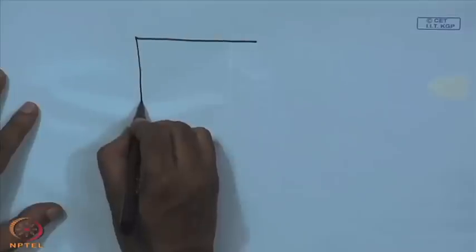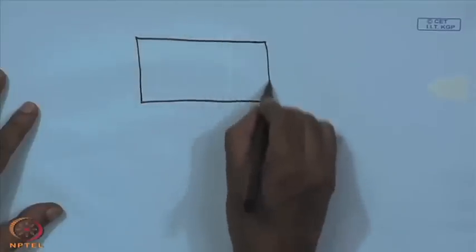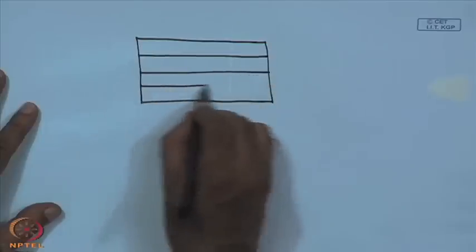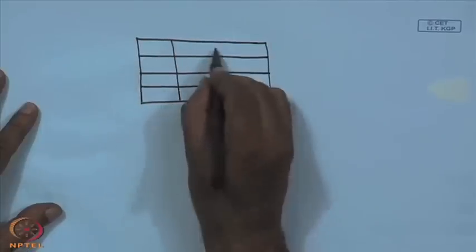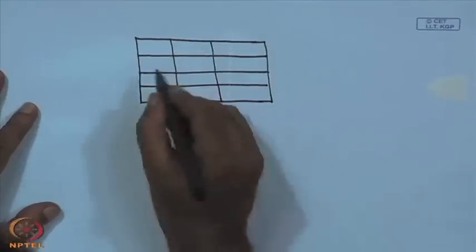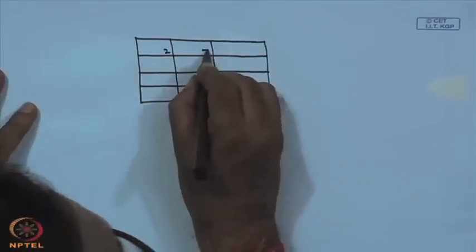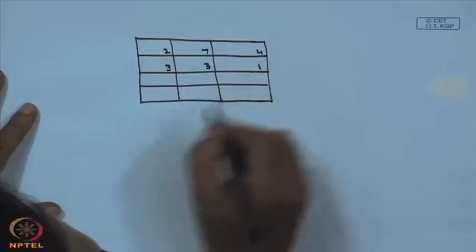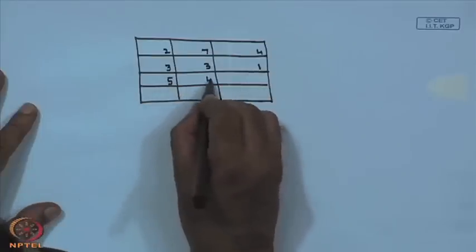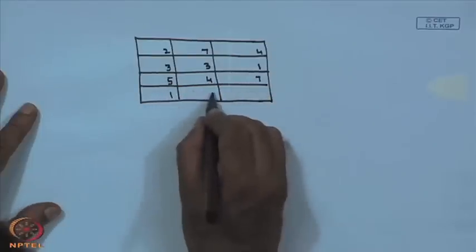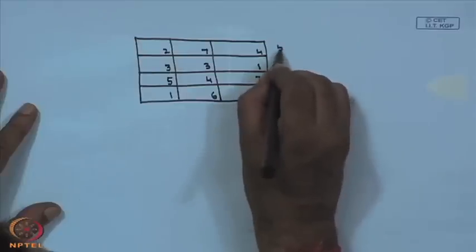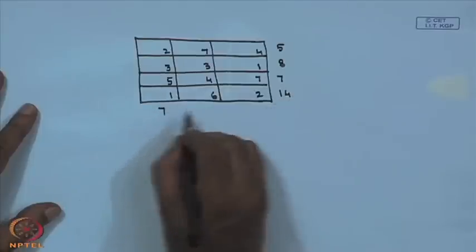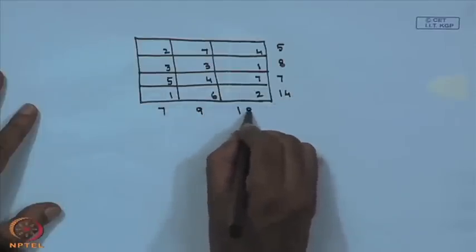Let me make 4 rows and 3 columns only. 1, 2, 3, 4 rows and 1, 2 and 3 columns. Row wise the values are 2, 7, 4, 3, 3 and 1, 5, 4 and 7, 1, 6 and 2. The availabilities are 5, 8, 7 and 14. Here you will get 7, 9 and 18.